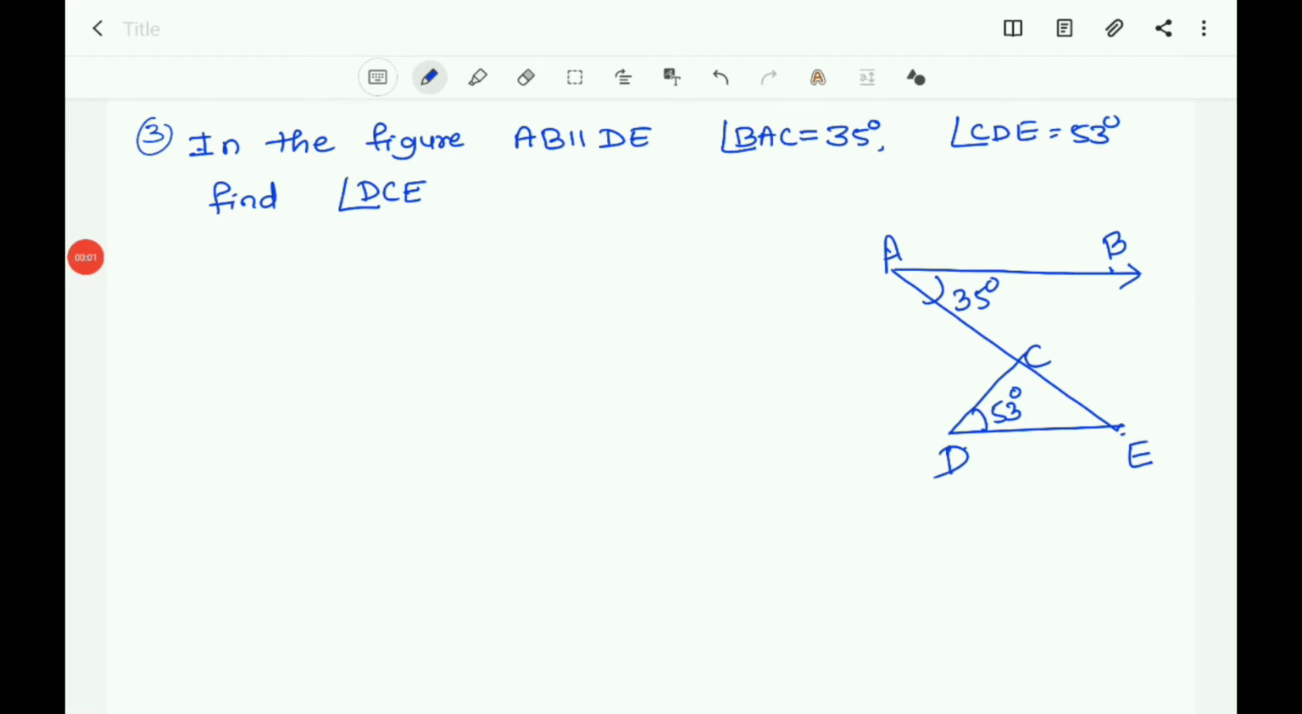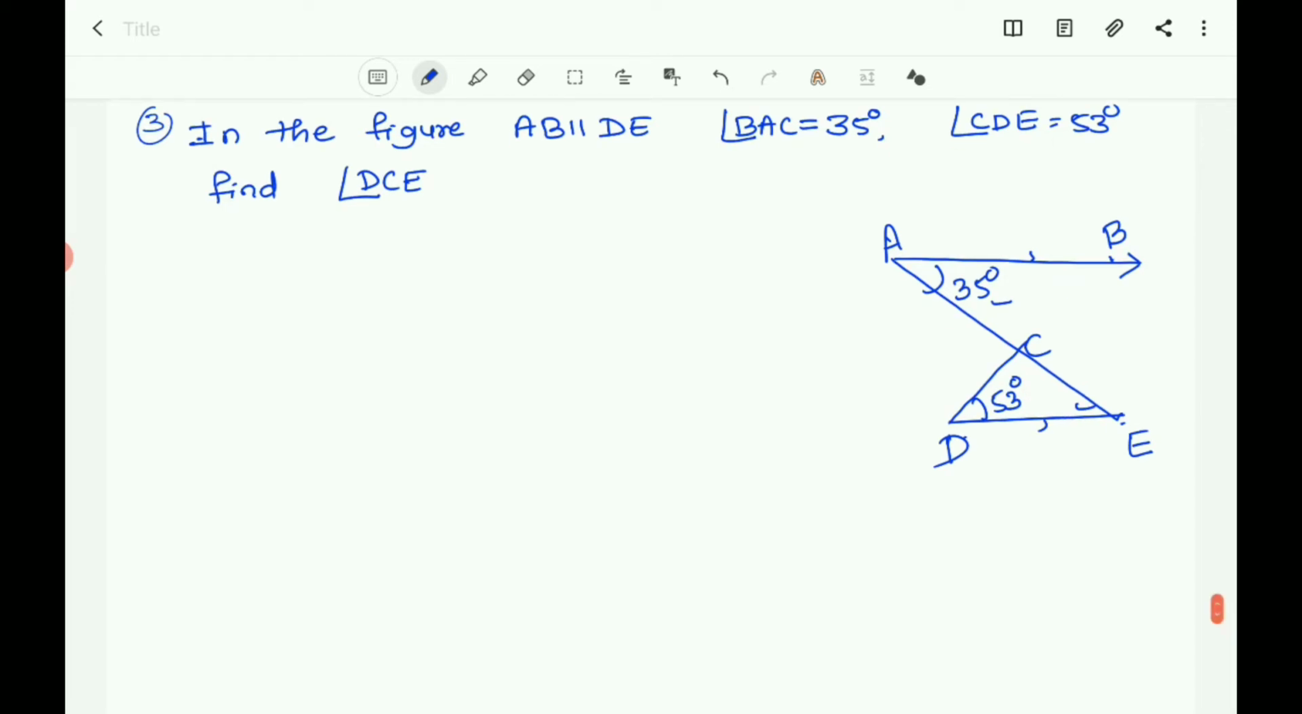Now you take the third question. What is the question? In the figure, AB is parallel to DE. Angle BAC is equal to 35 degrees. Angle CDE is equal to 53 degrees. Find angle DCE. Now here, as AB is parallel to DE, AE is a transversal. Angle A and angle E are the alternate angles made by the transversal of parallel lines. They must be equal. Therefore, angle E is equal to 35 degrees.